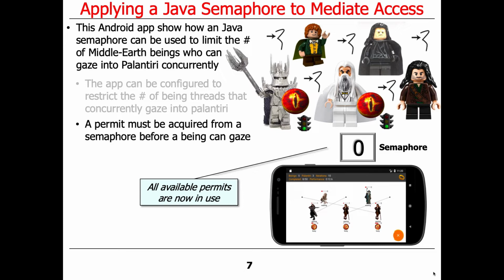By the way, here's a question for you. How did Sauron gaze into the Palantir? Did he have like an orc standing down there holding it for him? Since he was just a giant eye, right? You should ask yourself that question. It's very important.